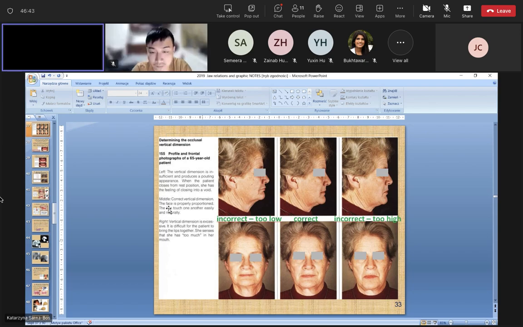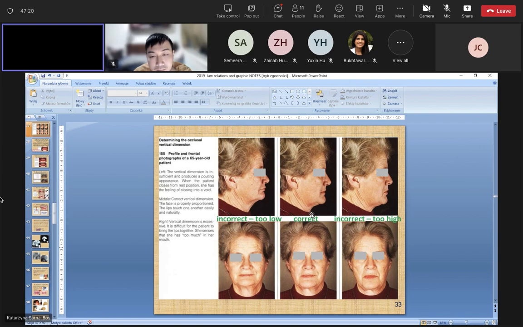And here you can see the profile and frontal photographs of a 65-year-old patient. On the left side, the vertical dimension is insufficient and produces a pouting appearance. When the patient closes from the rest position, she has the feeling of closing into a void. In the middle one, the vertical dimension is correct, the face is properly proportioned and the lips touch one another easily and naturally. And on the right side, the vertical dimension is excessive.